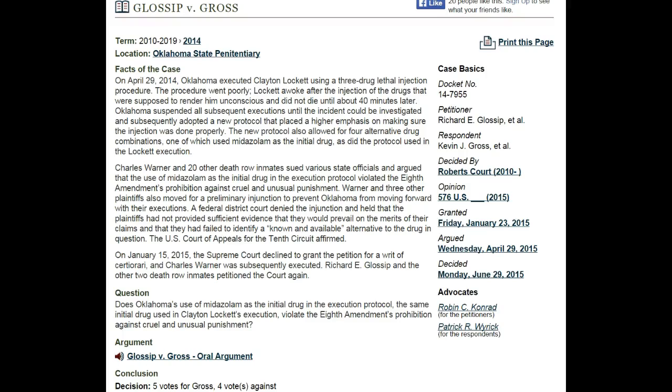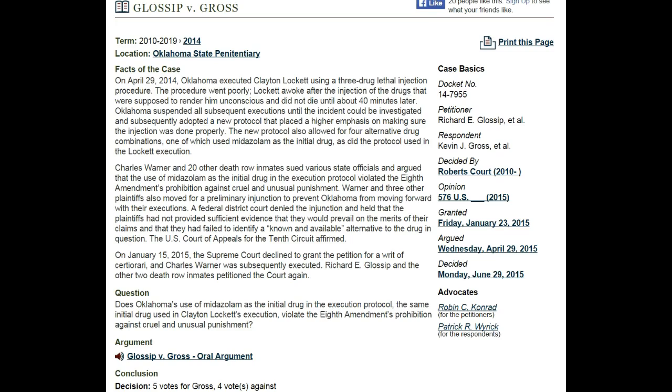All right, well, now we're going to look at the case Glossip versus Gross. This is a case that was just decided Monday, June 29th. And what I'd like to do is go through the summary with you to show you some of the key things to look at.